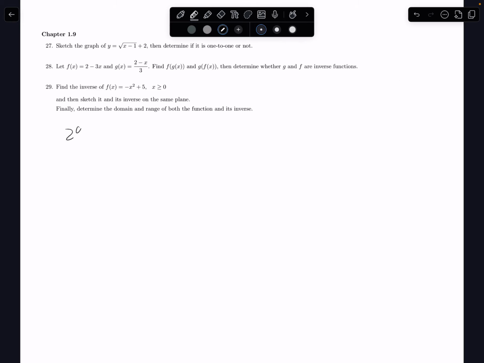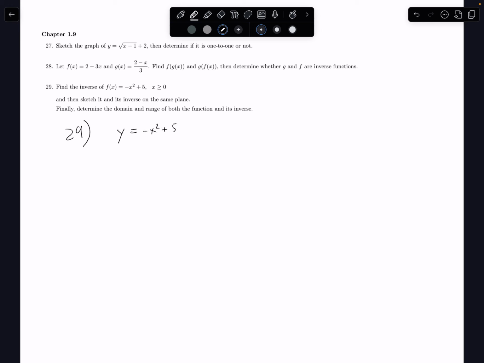Okay, 29. Find the inverse of f of x equals negative x squared plus 5 for x bigger than or equal to 0. First step here is to... Oh, by the way, it's right here. That tells me one of my future answers because I'm supposed to find the domain, right? It tells me the domain for my original function, which is the range of my inverse function. But anyway, how do I solve for the inverse? First step, rewrite with a y.